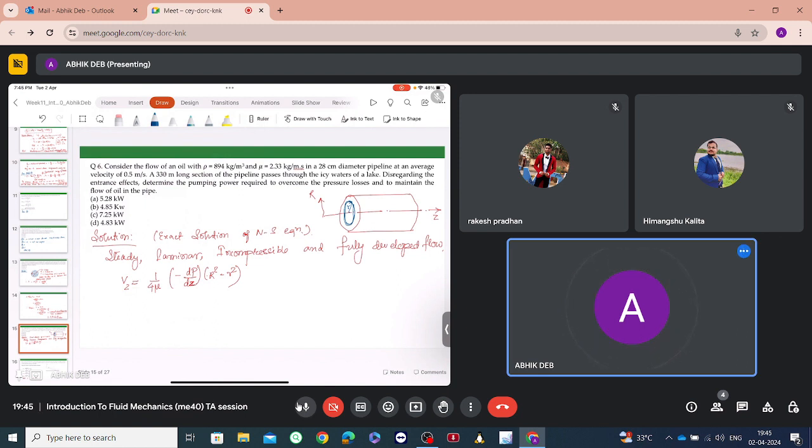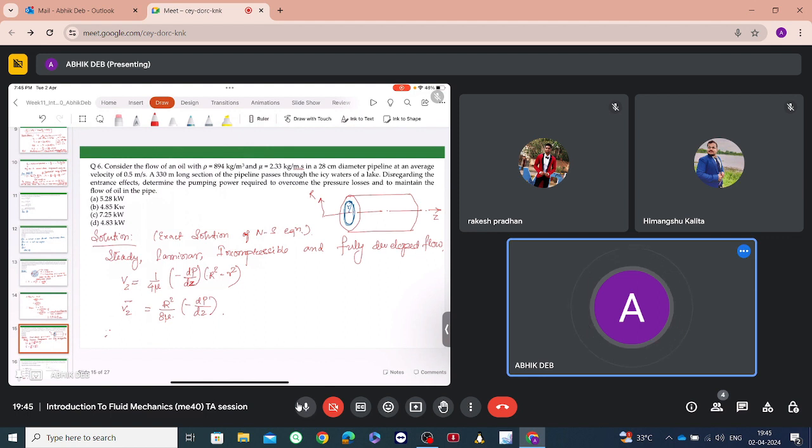Now with this, if we try to find out the average velocity, so Vz average, if we take the average over the area, we will get it as R square by 8 mu into minus of dp by dz.